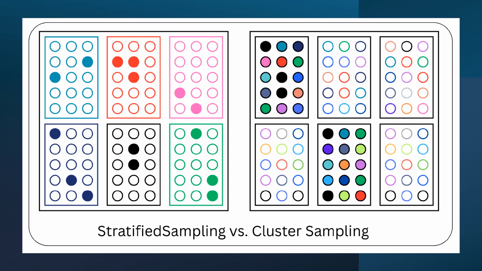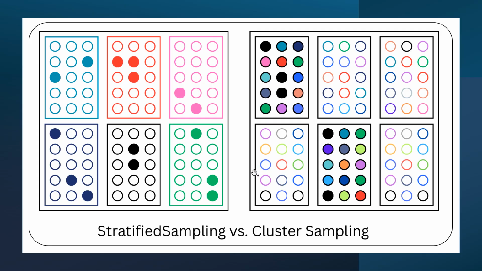So here is the example of stratified versus cluster. In case of stratified sampling, we have the sample collected from each stratum in proportion to the size of the stratum. In case of cluster sampling, every member of the cluster is sampled.